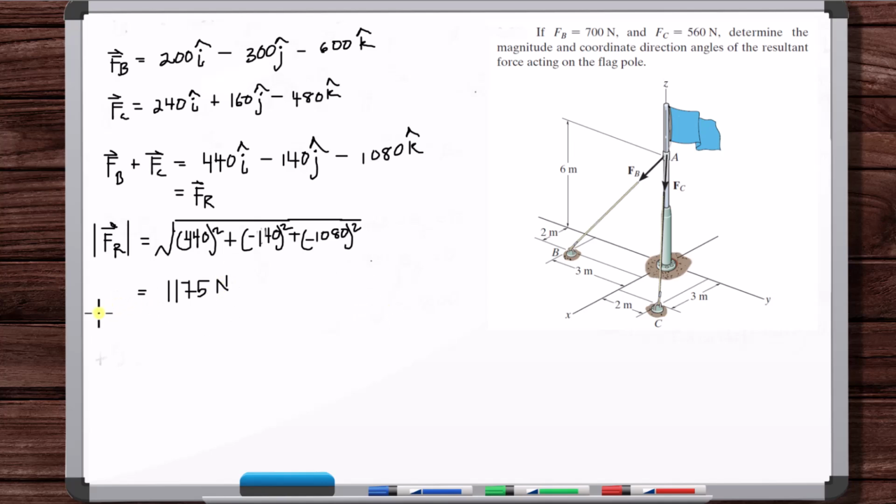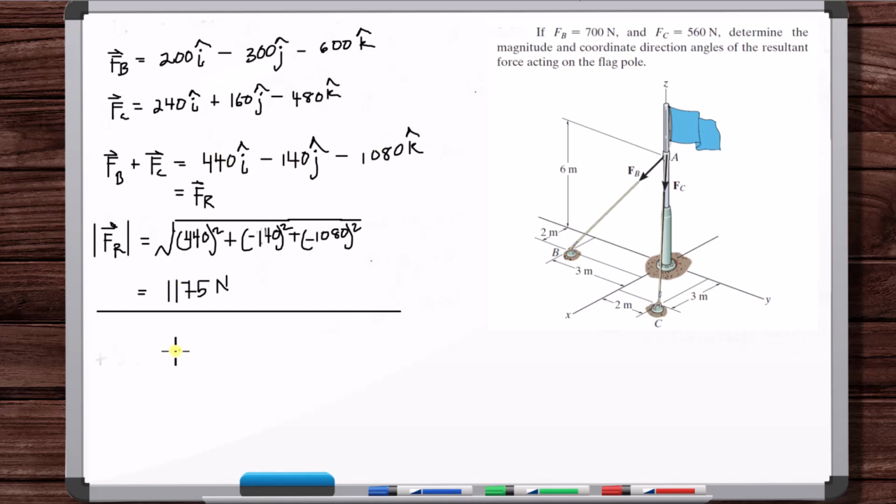Now we need to get the coordinate direction angles of this resultant force, so alpha, beta, and gamma. We've done this a bunch of times in previous problems. Any force vector in 3D or 2D, though when we think about coordinate direction angles we're usually talking about 3D, is the magnitude of the vector times cosine of alpha i hat, plus the magnitude times cosine of beta j hat, plus the magnitude times cosine of gamma k hat. So we know the magnitudes and we know these components.